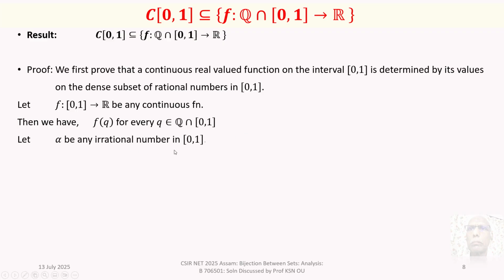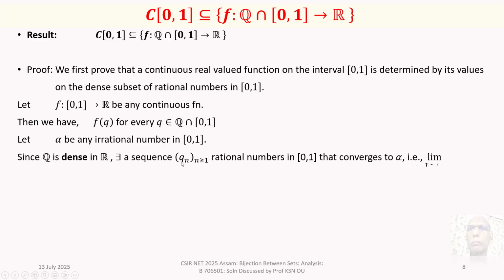Let alpha be any irrational number. Since Q is dense in R, there exists a sequence q_n, n greater than or equal to 1, of rational numbers in [0,1] that converges to alpha. That is, limit n tends to infinity of q_n is alpha. What is F? F is continuous on the whole of [0,1]. What is alpha? Alpha is an element of [0,1]. Therefore, F is also continuous at alpha.